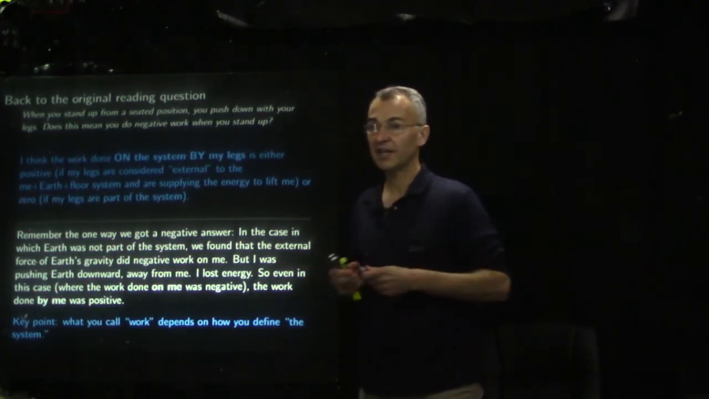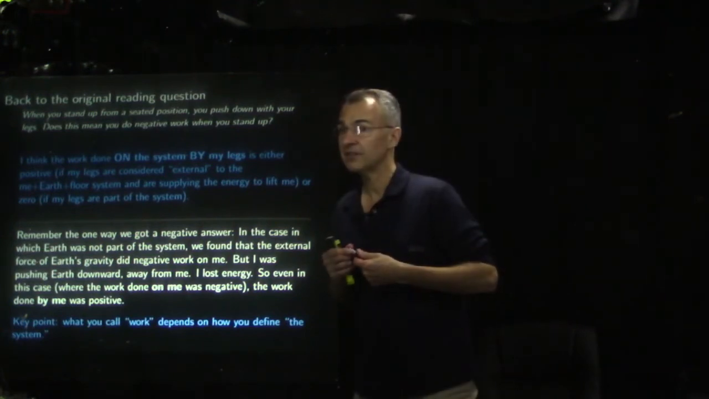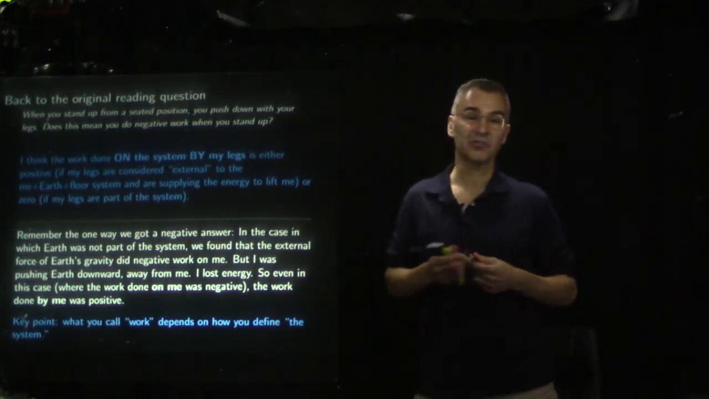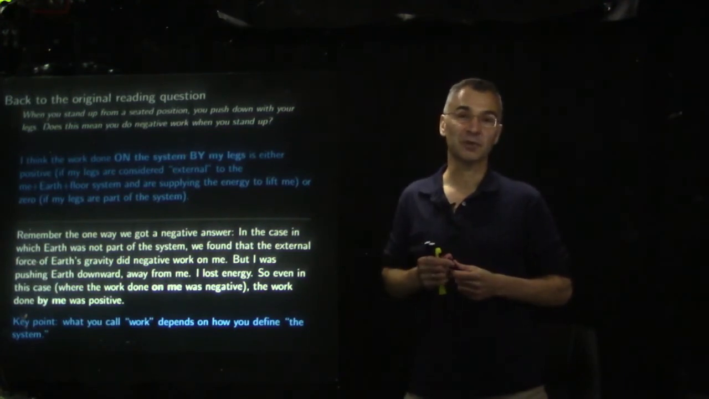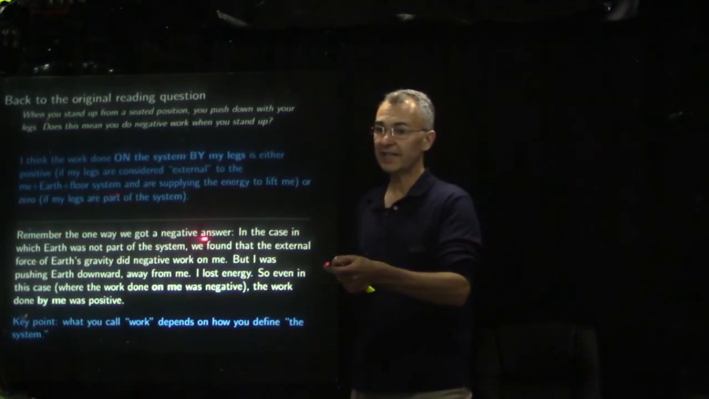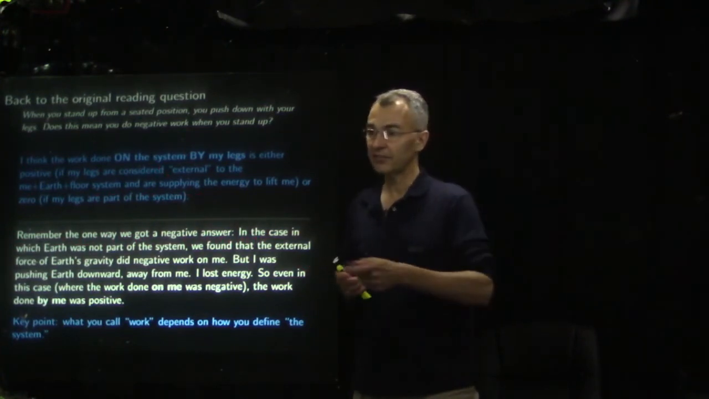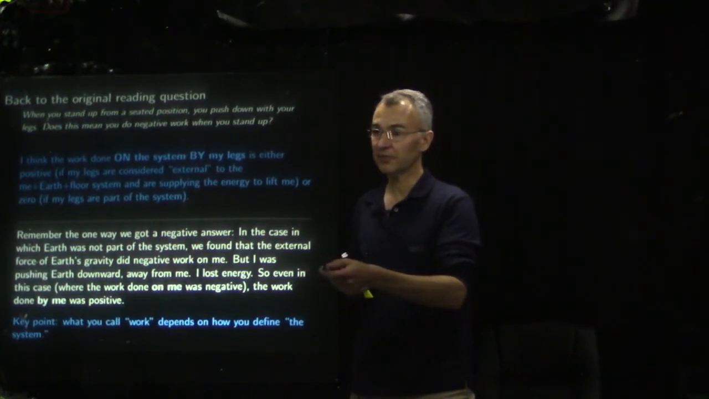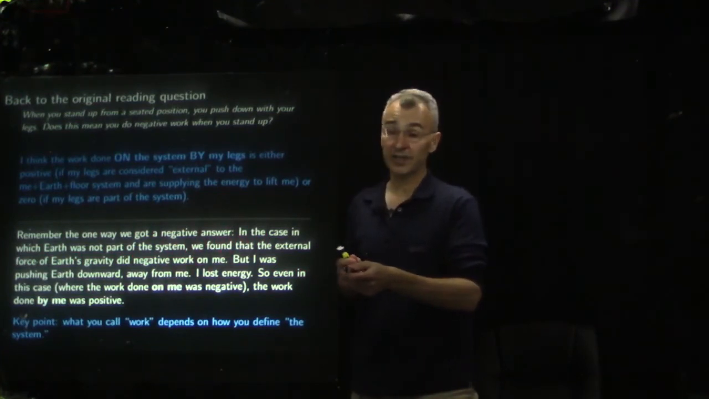Or you could say that the work done on the system by my legs is 0 if my legs are part of the system. You see, my legs are playing this role of my friend, because then it would be an internal force. The one way we got a negative answer is the case in which Earth was not part of the system. So if Earth was not part of the system, gravity was an external force.